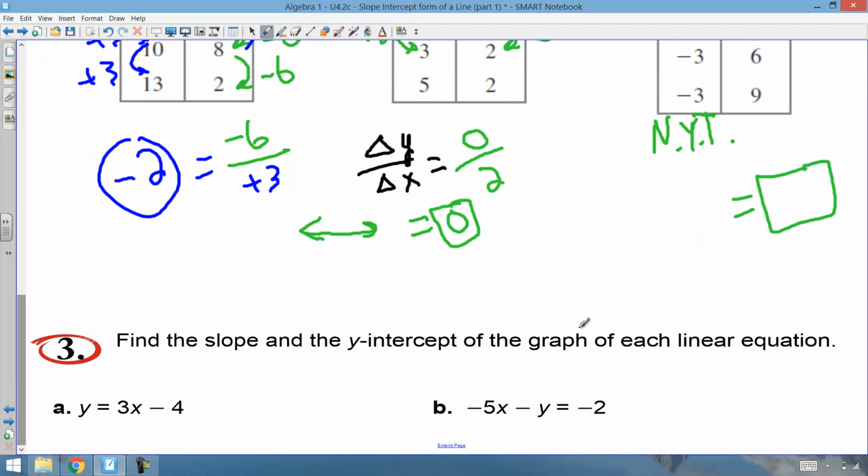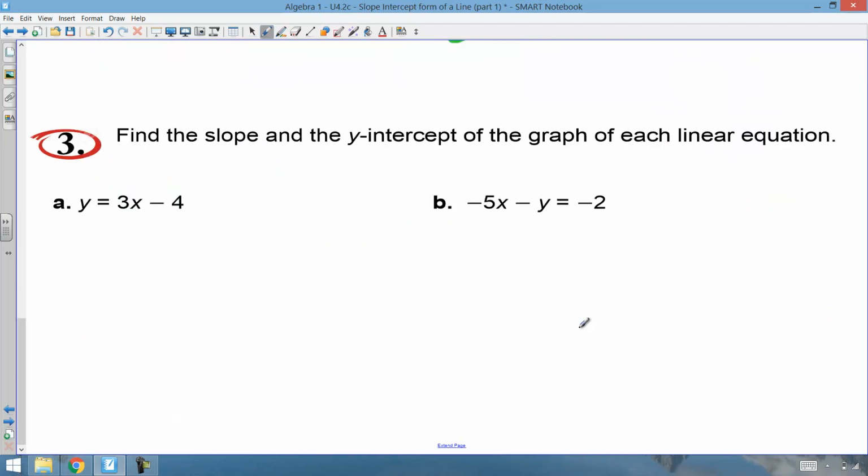Alright, so now that you've given that a shot, let's look at some other lines here. Find the slope and the y-intercept of the graph. Now, if we're looking for the graph in slope-intercept form, it's always in this form. Slope-intercept form looks like this. Now, why does it look like that? Because the m is the slope, and the b is the y-intercept.